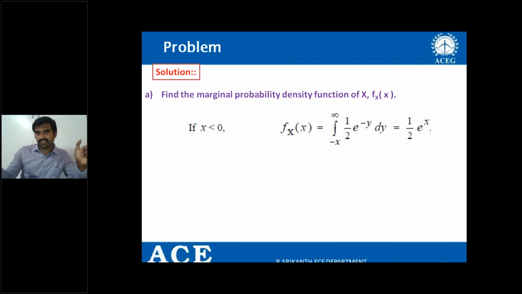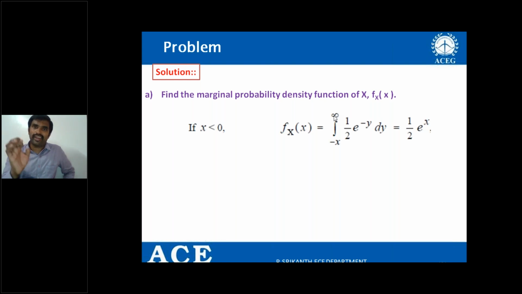Since it is taking from minus infinity to plus infinity, the limits for y are from minus x to infinity, right? I'm just finding the marginal density function, vanishing the variable y here. What are the limits for y? Minus x to infinity, if x is less than 0. Understood? If x is less than 0, minus x to infinity.